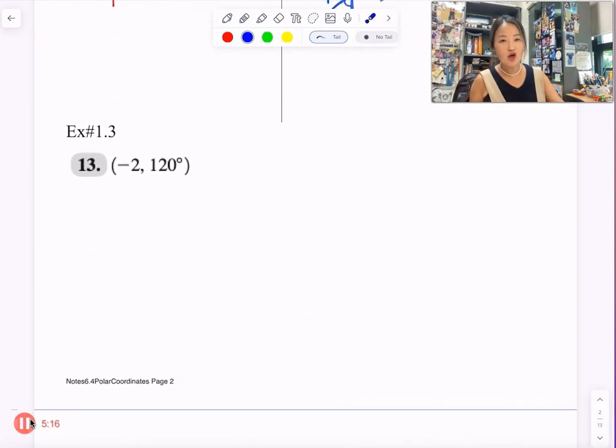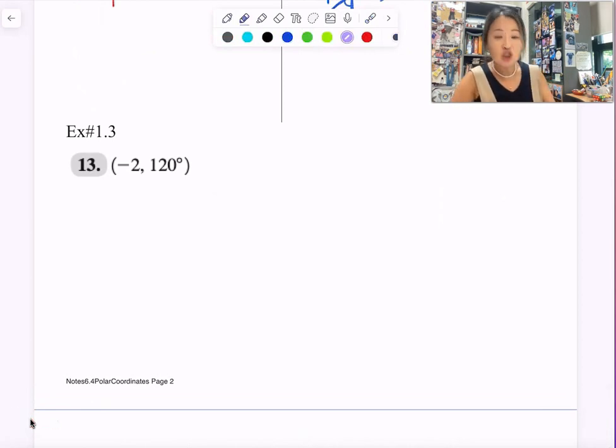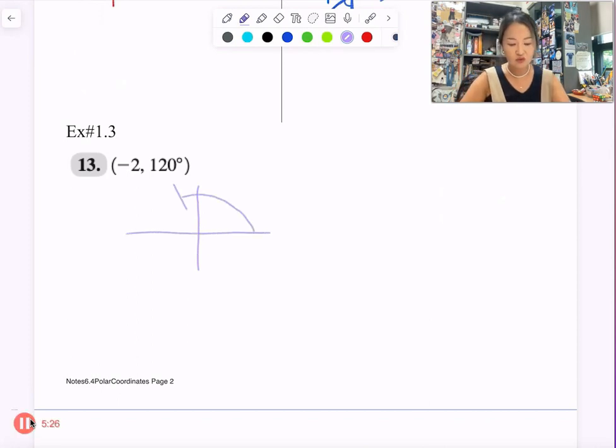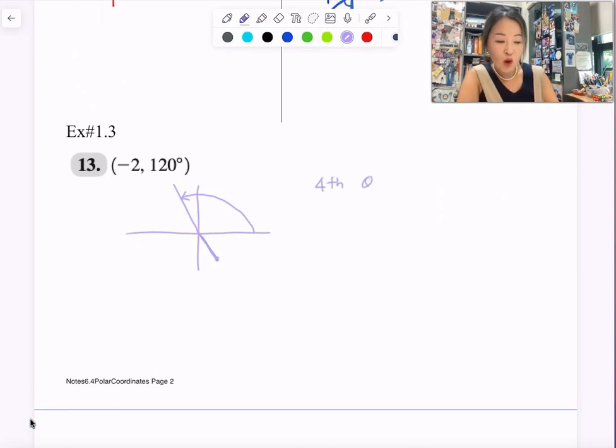Let's try another one on your own. Go ahead and try this. All right, welcome back. Did you do something like this? Did you travel 120 degrees? 90 and 30 more, so 120 degrees. And you're here, but wait, you went backwards. You were looking there, but you went backwards. So you end up in the fourth quadrant. Did you end up in the fourth quadrant? I hope so. Fourth quadrant would be right.